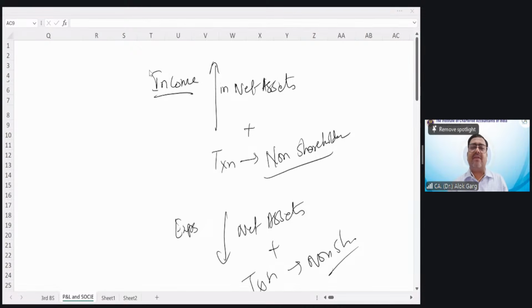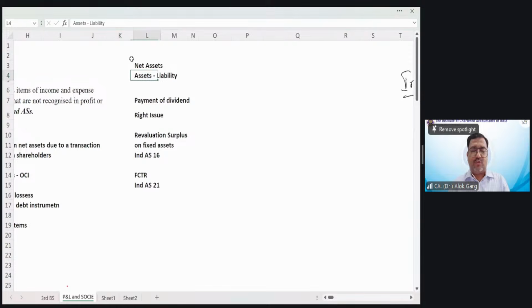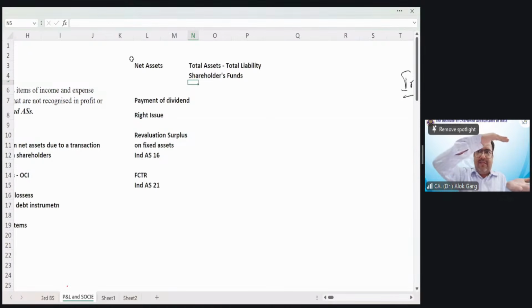What is meant by net assets, sir? Net assets means total assets minus total liabilities. Net assets means shareholders funds. Total asset side of the balance sheet minus total liability is equal to equity. Equity plus other equity, right? So that is the net assets.